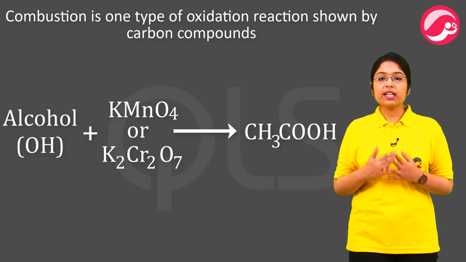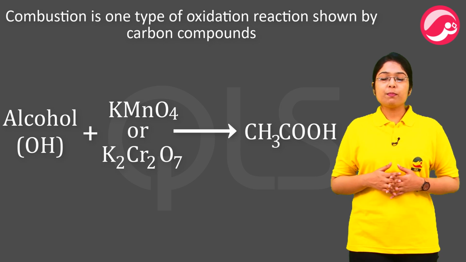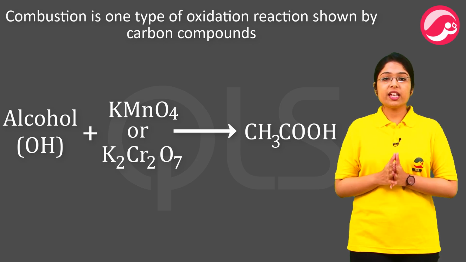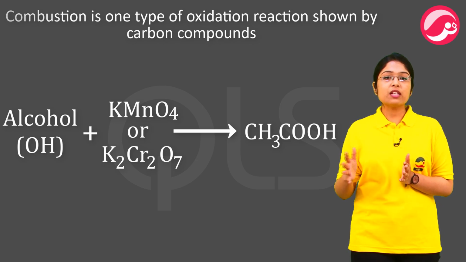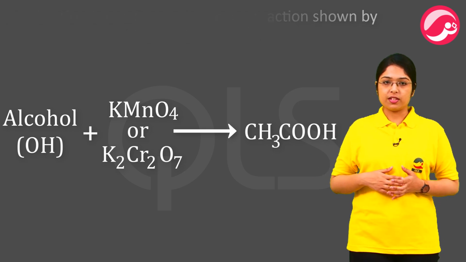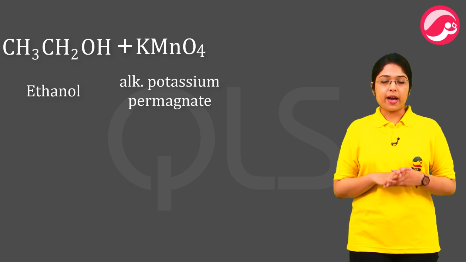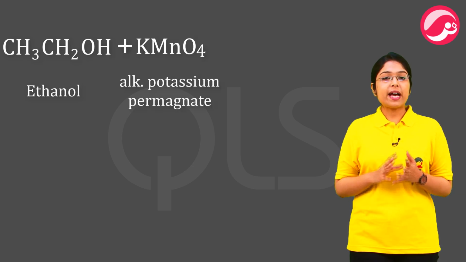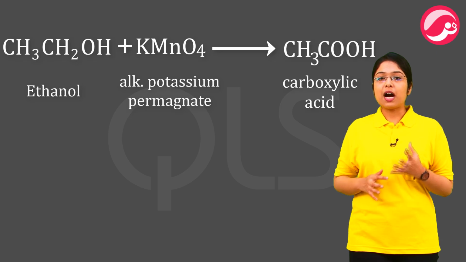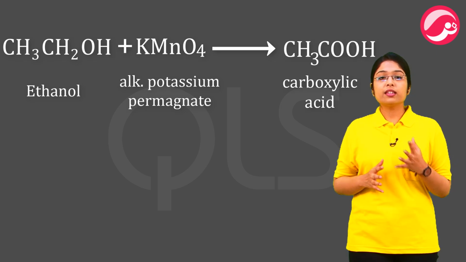to form carboxylic acids. कुछ कार्बन कंपाउंड्स जैसे कि अल्कोहल ऑक्सीडाइजिंग एजेंट्स के प्रेजेंस में ऑक्सीडाइज होकर कार्बोक्सिलिक एसिड्स प्रोड्यूस करते हैं. Like when ethanol is heated with alkaline potassium permanganate or acidified potassium dichromate, it oxidizes to carboxylic acid, that is ethanoic acid.